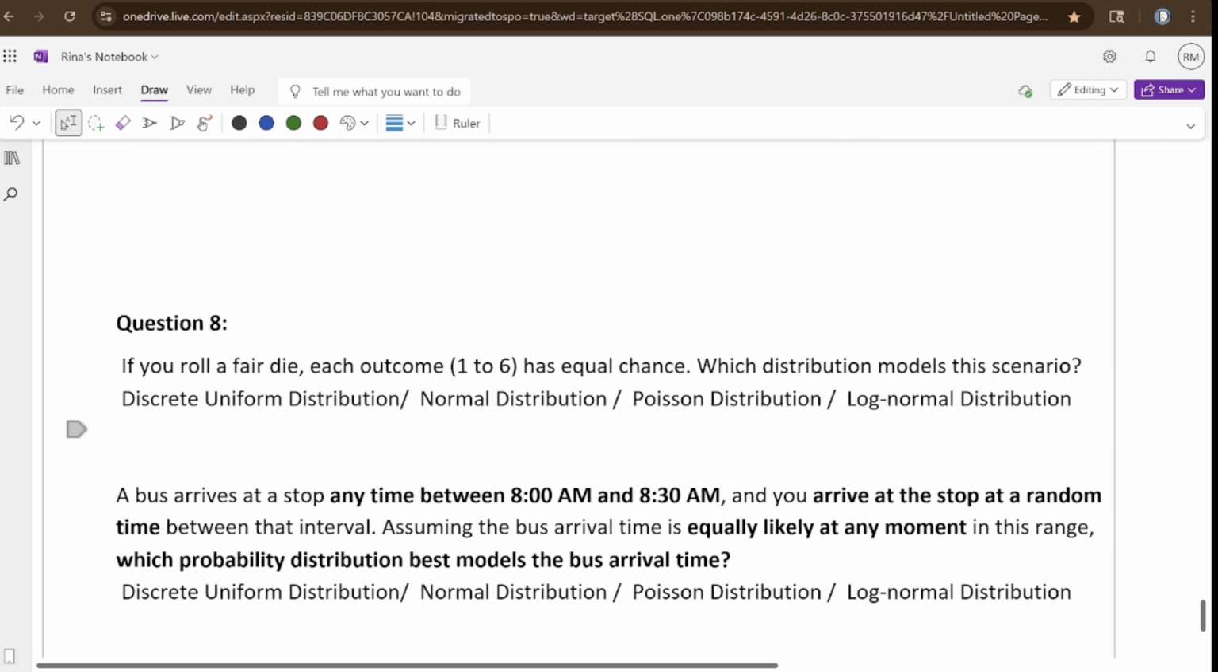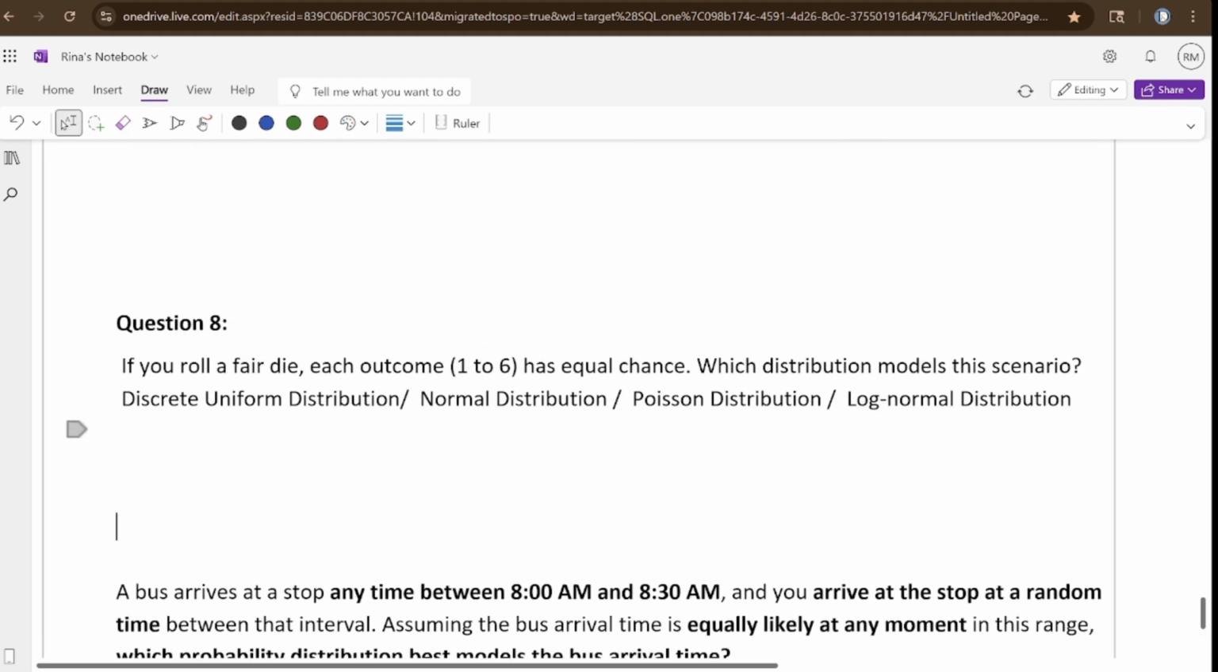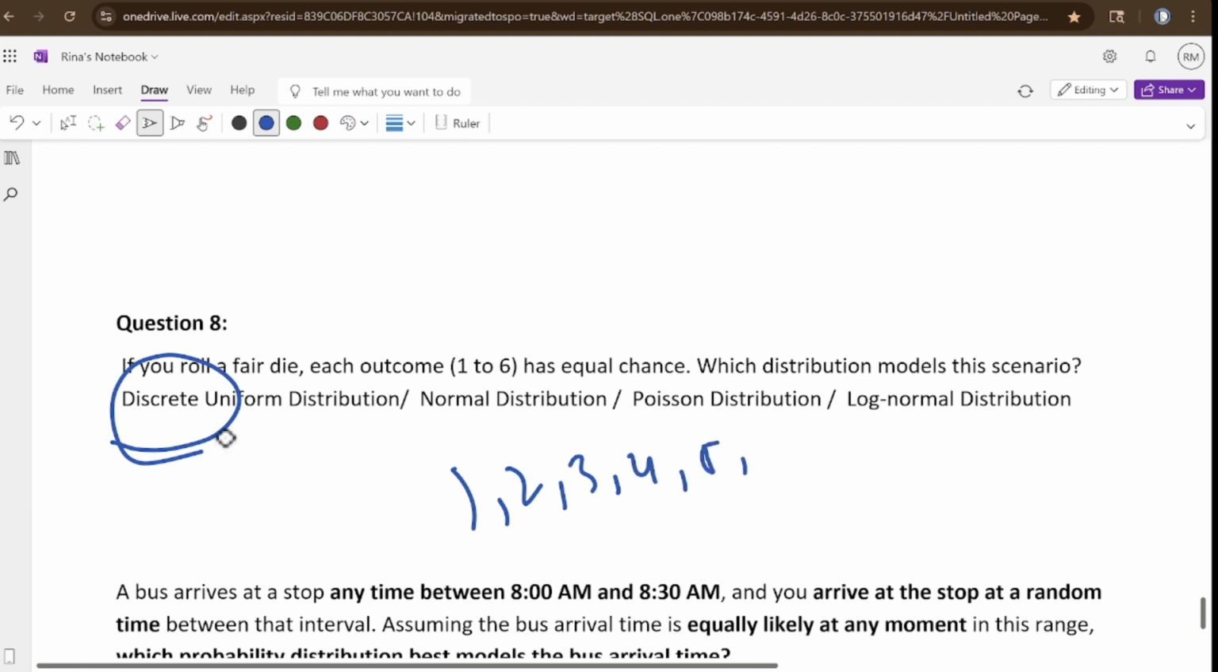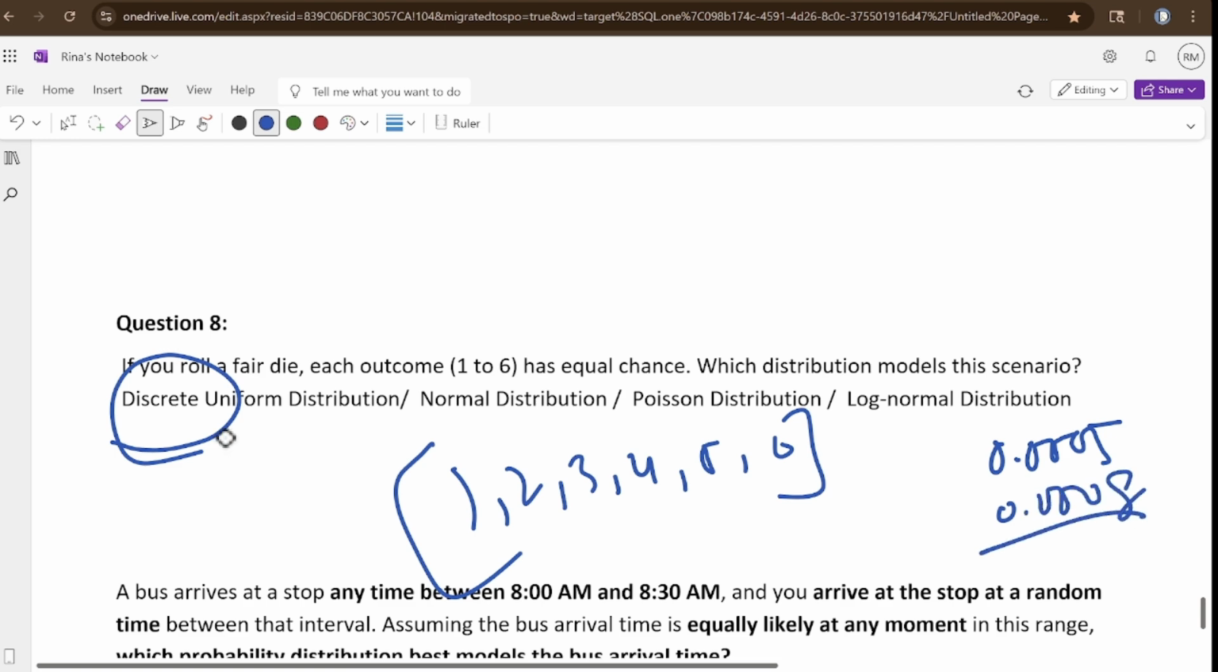If you roll a fair die, each outcome has an equal chance. This one we have already done. If each outcome has an equal chance, then this is discrete. Why discrete? Because here 1, 2, 3, 4, 5, 6, they are separate numbers. But when you have to consider numbers like 0.05, 0.0008, then that will be continuous uniform distribution.